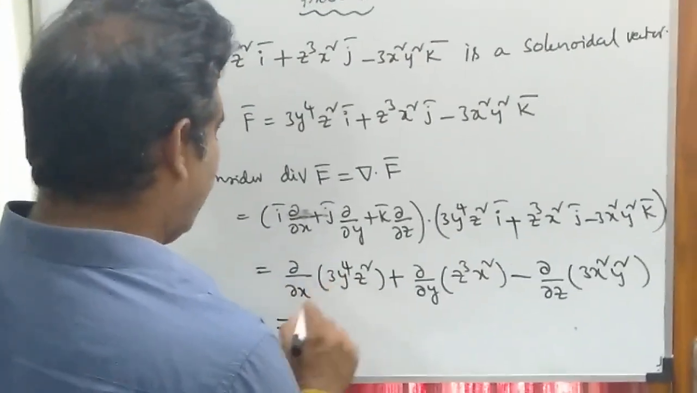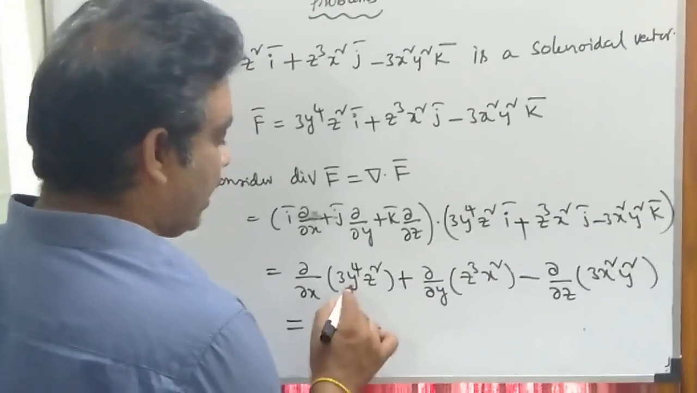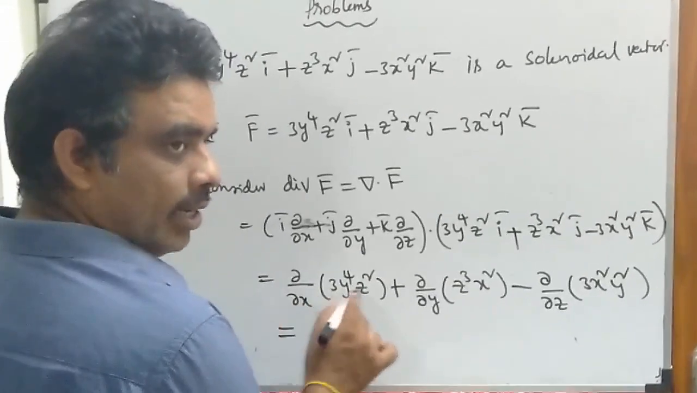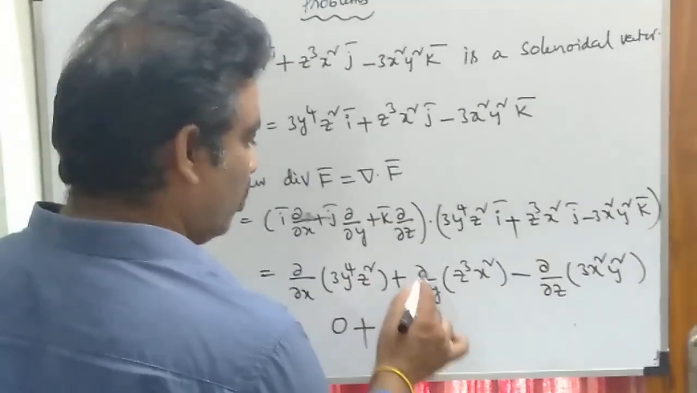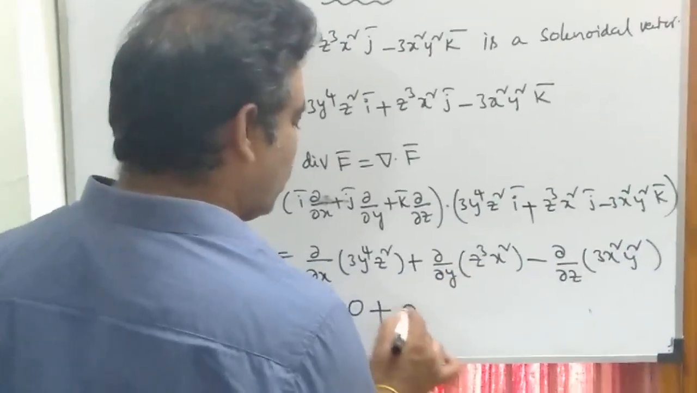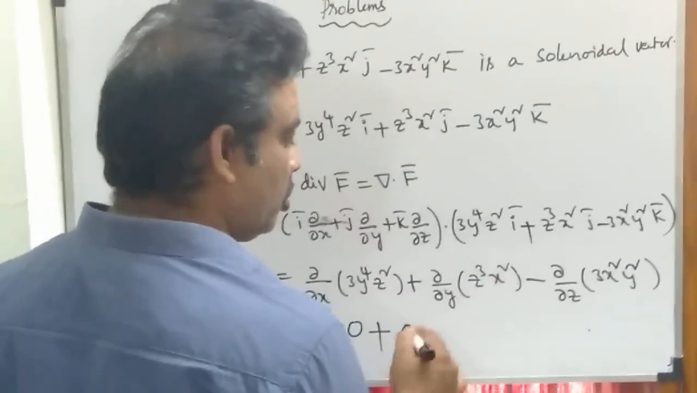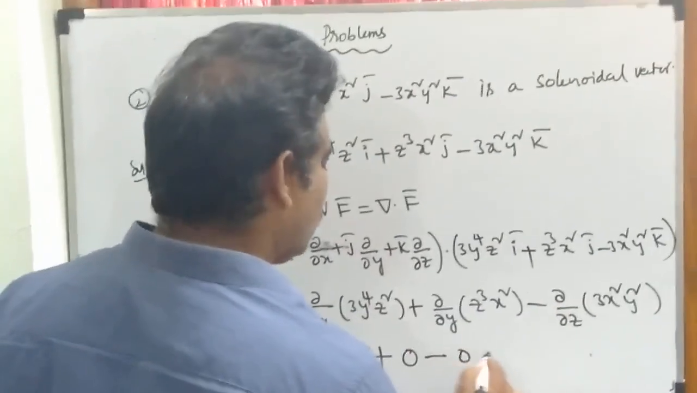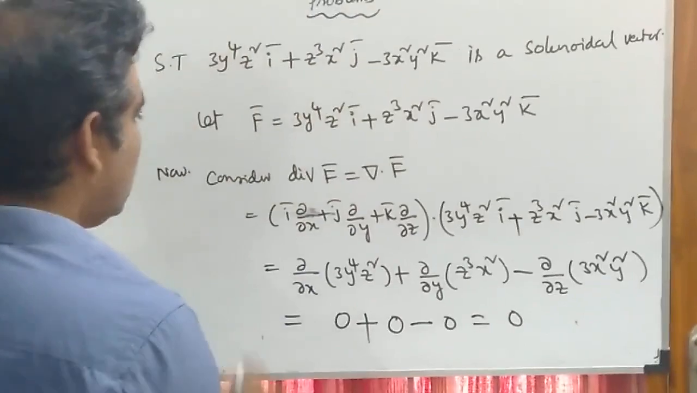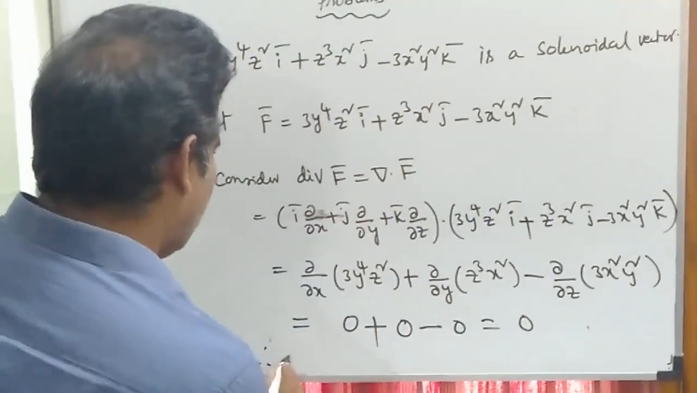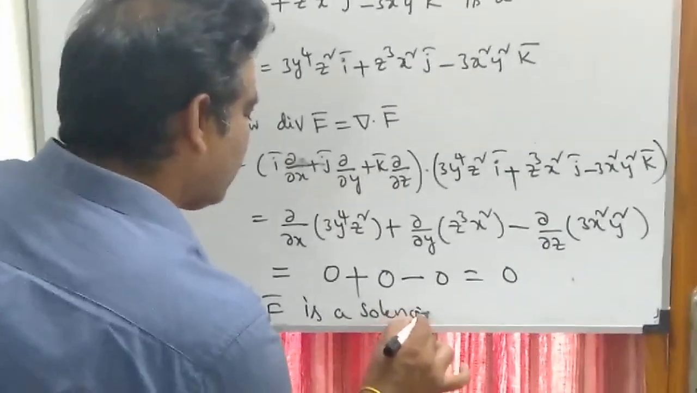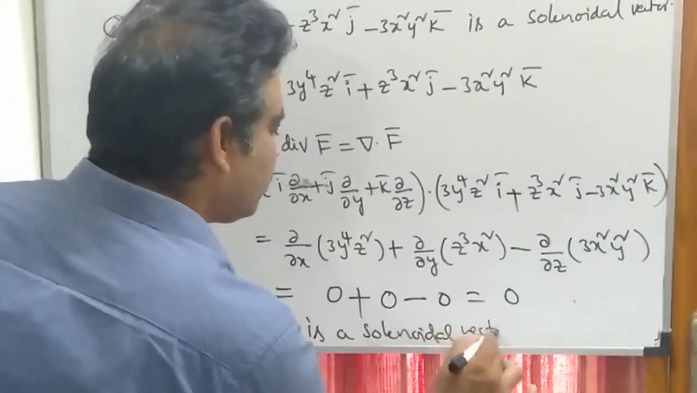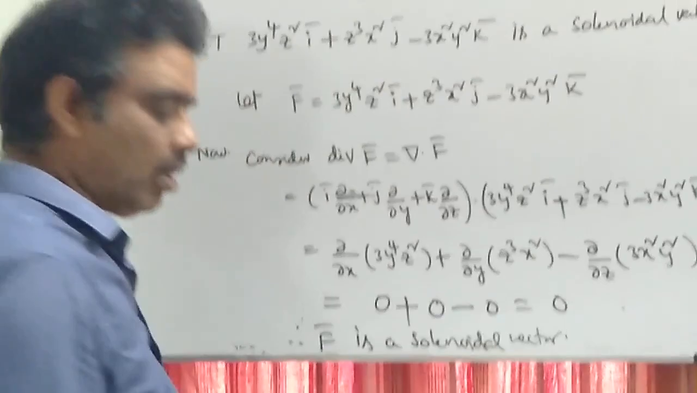So the partial derivative is 0 because these are y term, z term, there is no x term, all are constant terms. With respect to x derivative is 0. This is also with respect to y, these terms are x and z terms, so 0. Last term also 0, so this is 0. So div f bar is 0, therefore f bar is a solenoidal vector.